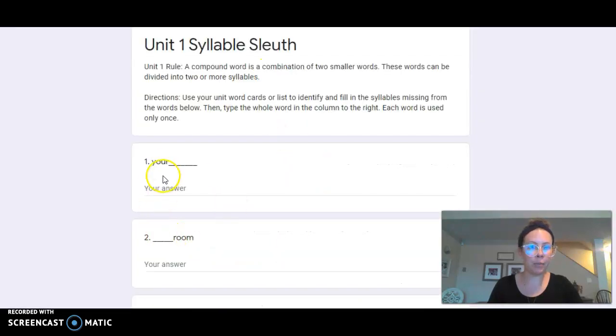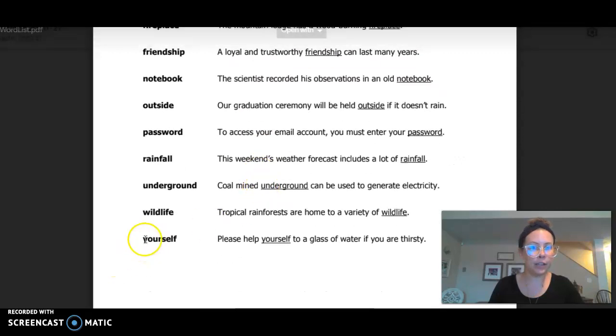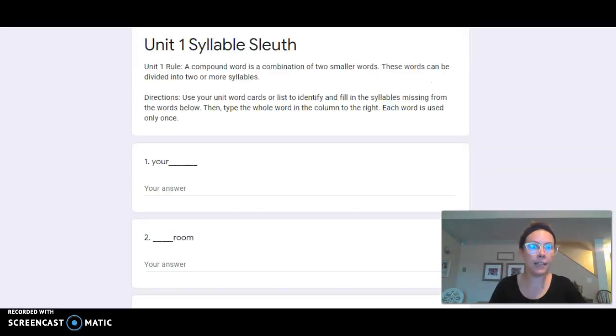Now, if you look at number 1, it starts with your. And it's asking you, what is the missing syllable? So let's go to our word list. Look, the word your is the answer, yourself. So self, that second syllable is missing. So then for the answer, you're going to type in the whole word, okay?